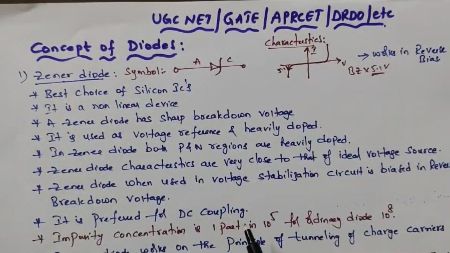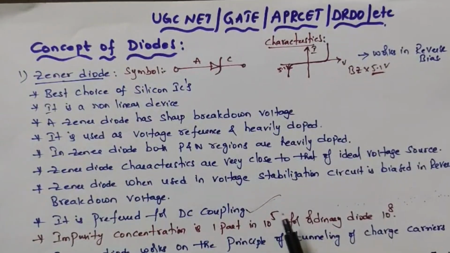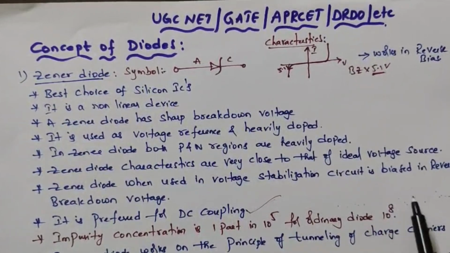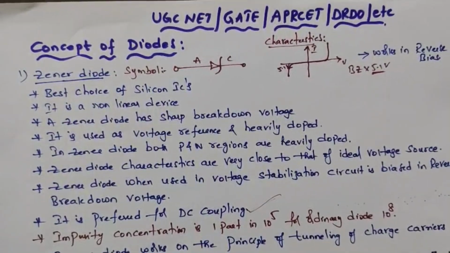It is preferred for DC coupling. It is one of the important MCQs you can expect. And coming to a very important one, the impurity concentration is 1 part in 10 power 5 for Zener diode, and for an ordinary diode it is 1 part in 10 power 8, which is more. Coming to the impurity concentration, 10 power 5 is enough. For tunnel diode, it will be still decreasing.